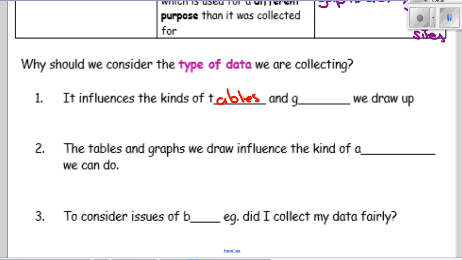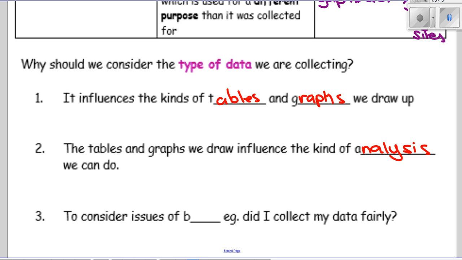Tables and graphs. Yeah. So if you just collect one list of data, like if you just collected GDP per capita, like how wealthy a country is, could you make a scatter graph out of that? No. So the kind of data you get affects what kind of tables and graphs you could do. Could you do bivariate stats? Could you do univariate stats? The tables and graphs we draw influence the kind of analysis we can do. Yeah, that was it.